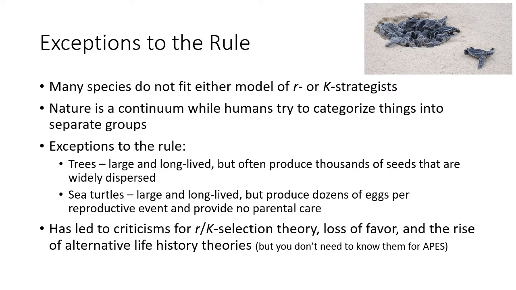Now, like I said, with specialists and generalists, many species do not fit the mold and they don't neatly conform to either being an R strategist or a K strategist. Again, nature is a continuum and nature has a lot of variation while humans try to categorize things into nice, neat little file folders. So some exceptions to the rule. Many trees are large and long-lived, but they produce thousands of seeds potentially every year or every couple years that could be widely dispersed. Great example of that would be a maple tree.